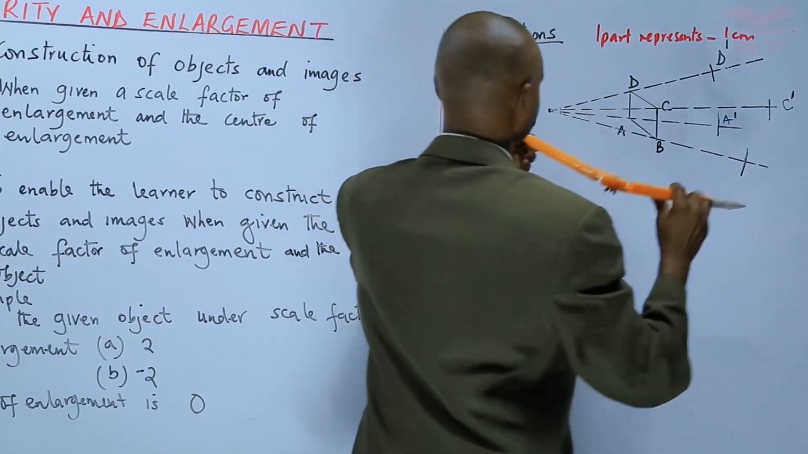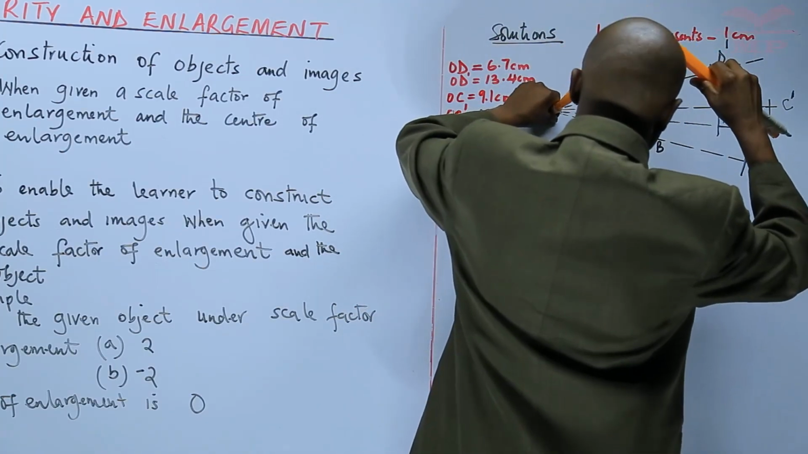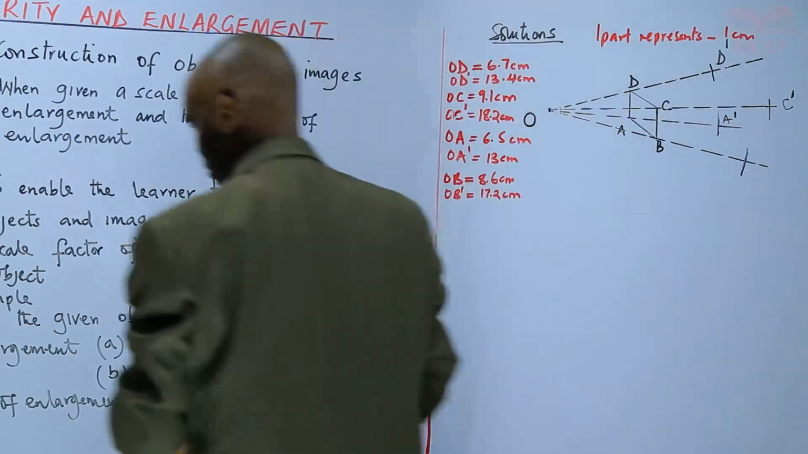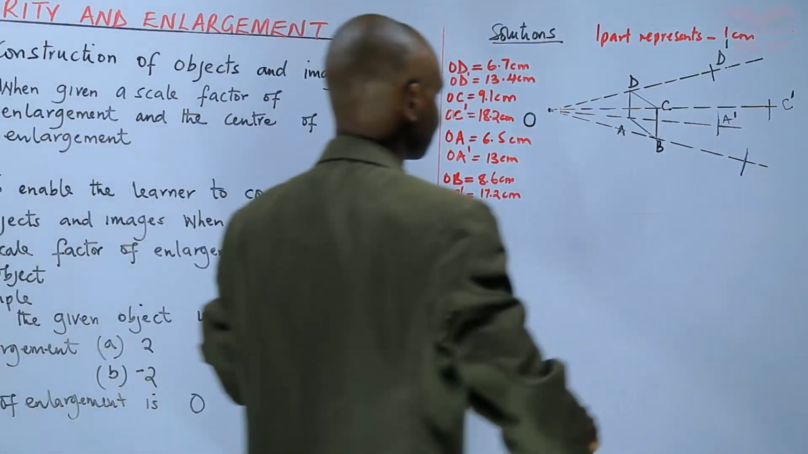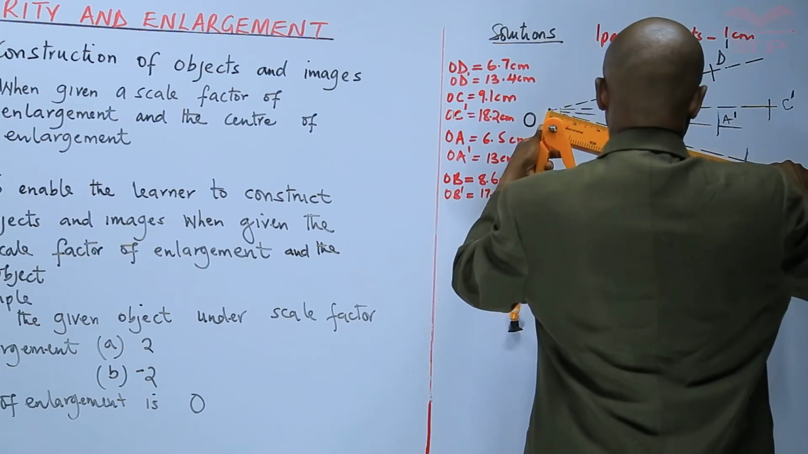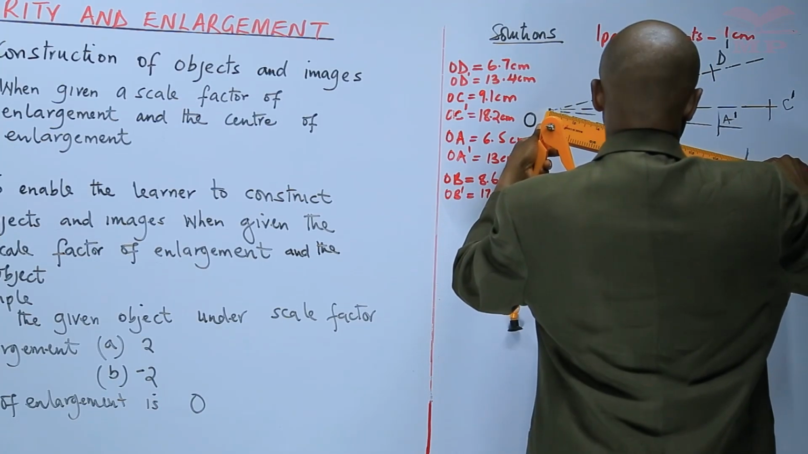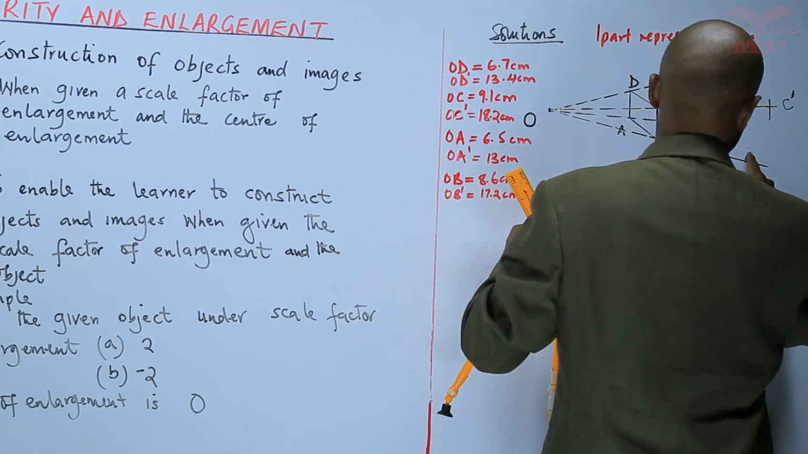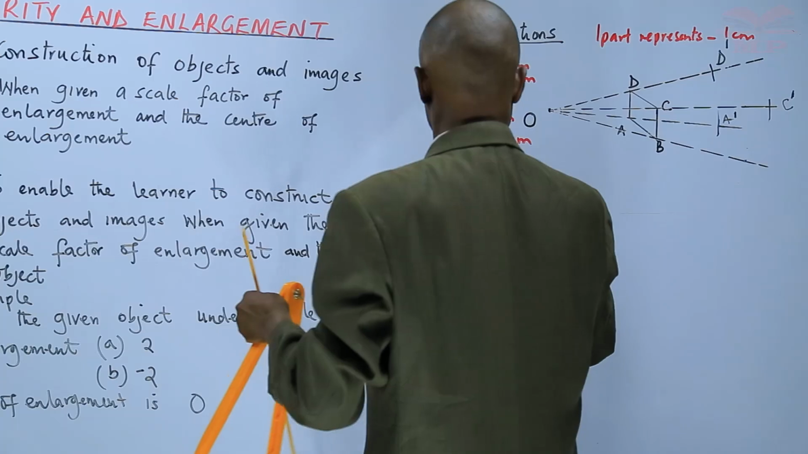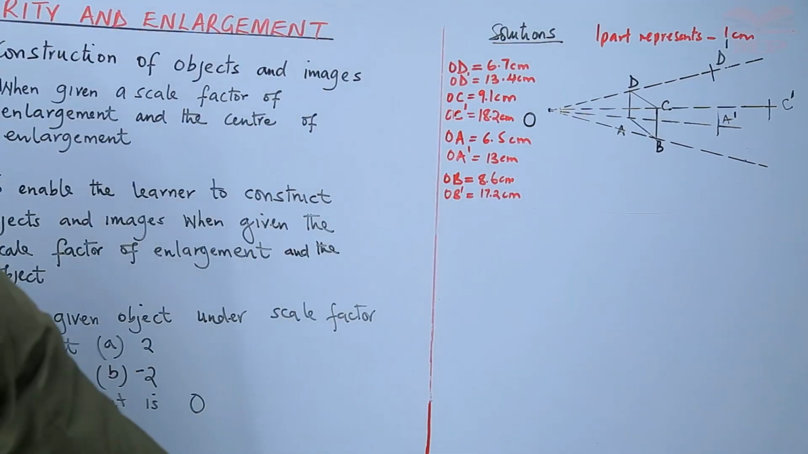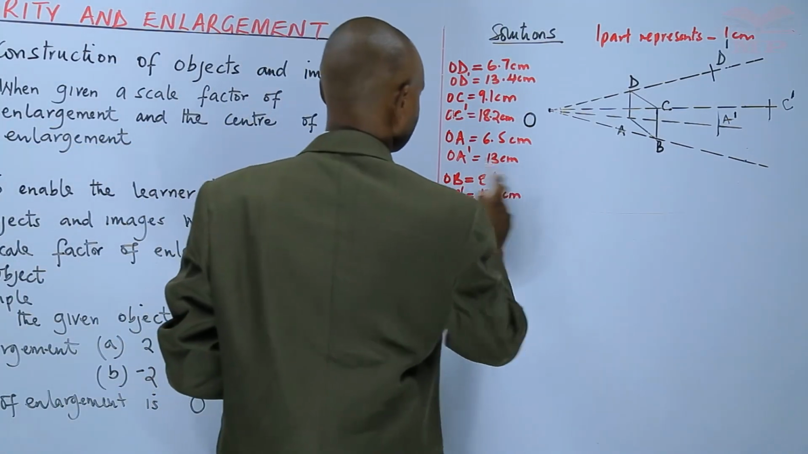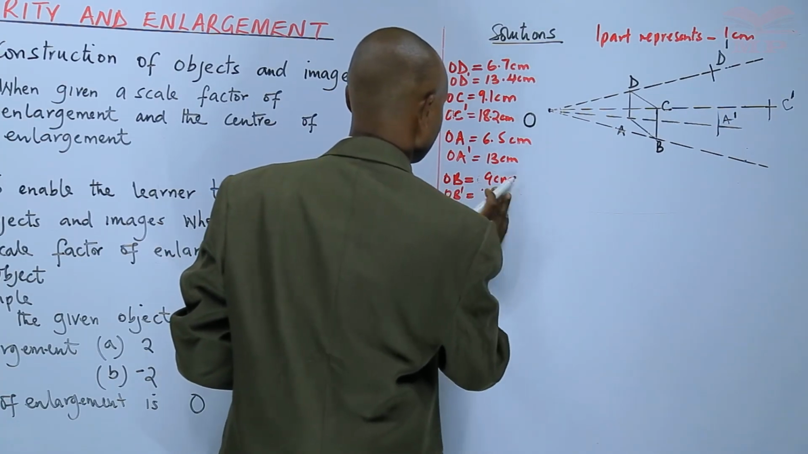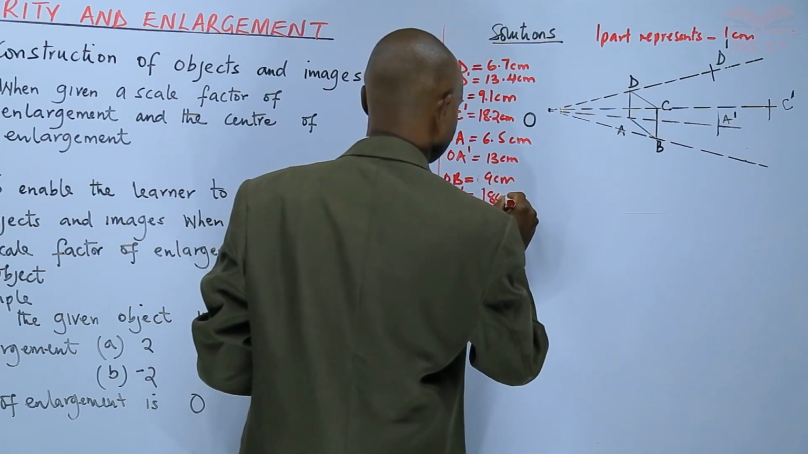We check this one also. So we'll measure again. So that was 9. It's good to measure. So this will come to 18, not 17.2, but 18. So OB was 9 centimeters. OB prime will be 18 centimeters.